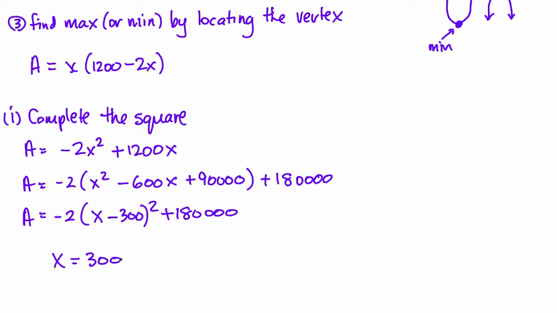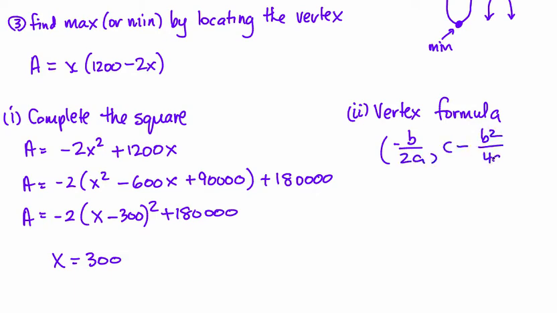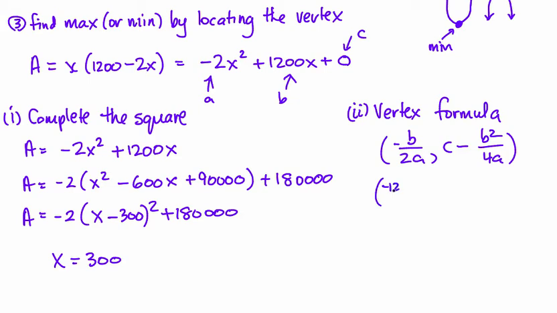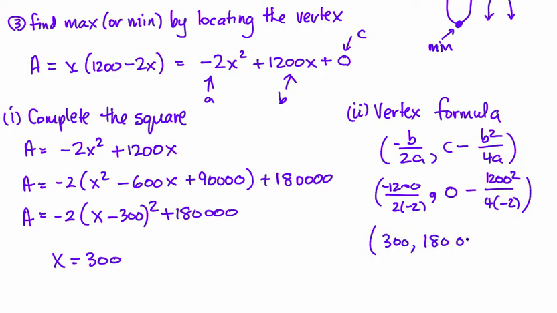A second option is to just use the vertex formula. The vertex will be at negative b over 2a, comma, c minus b squared over 4a. I just need to make sure that this is in the form ax squared plus bx plus c. So there are my variables. I put them in: negative 1,200 over 2 times negative 2, 0 minus 1,200 squared over 4 times negative 2, and I end up with 300 and 180,000.